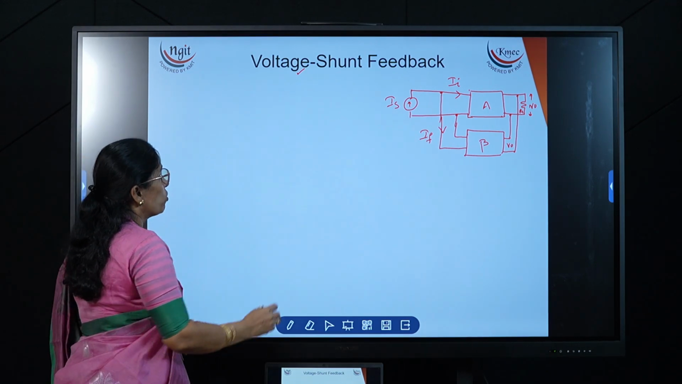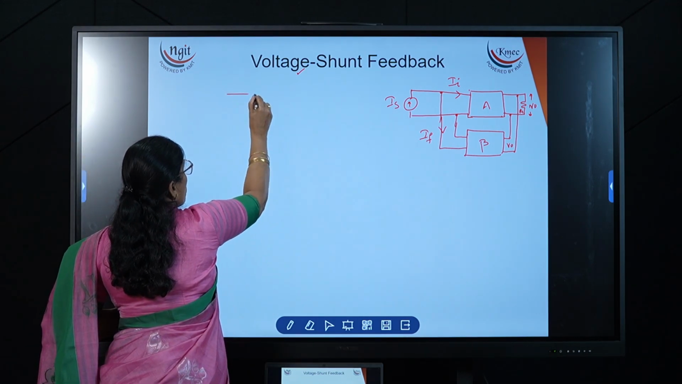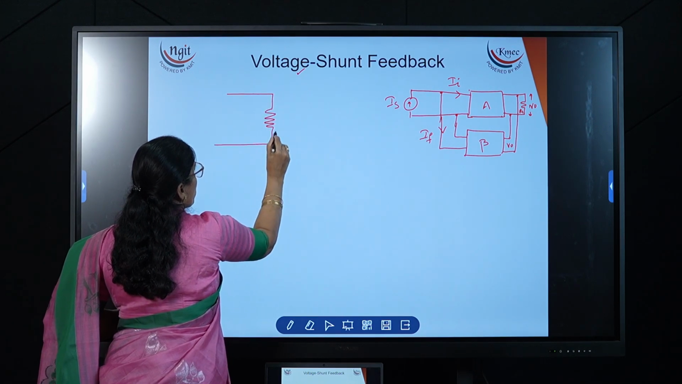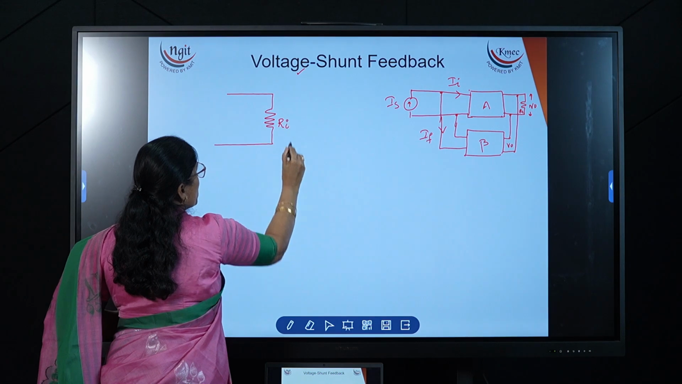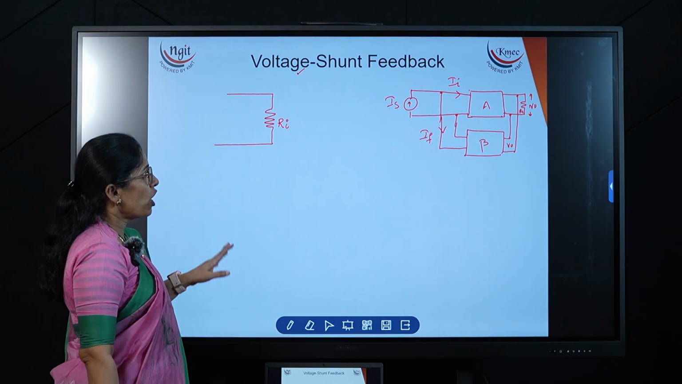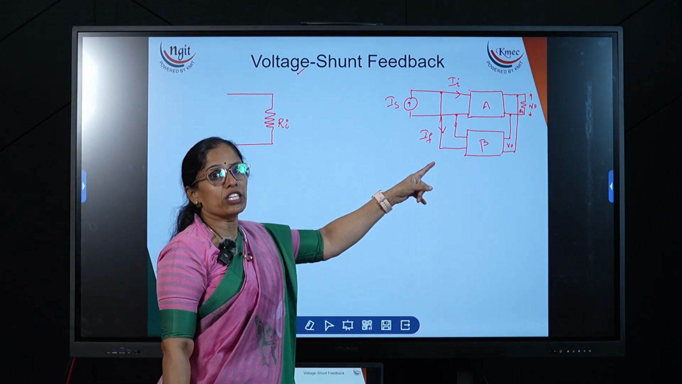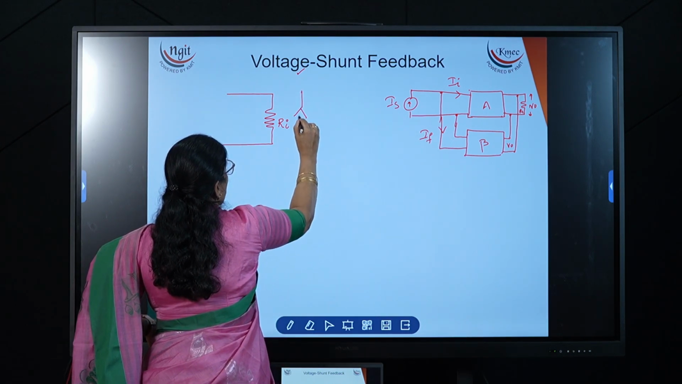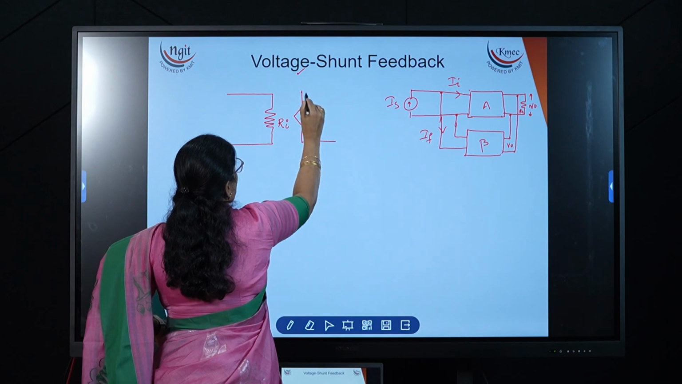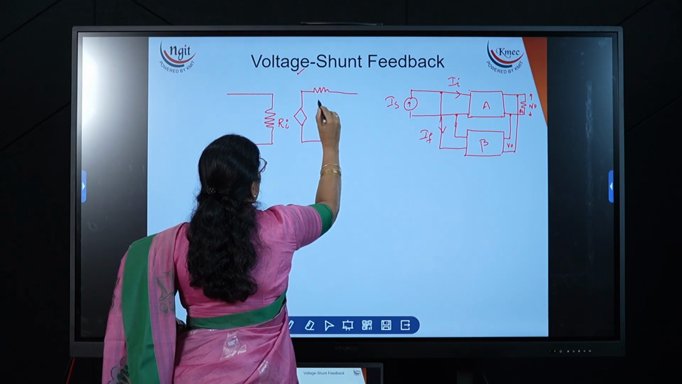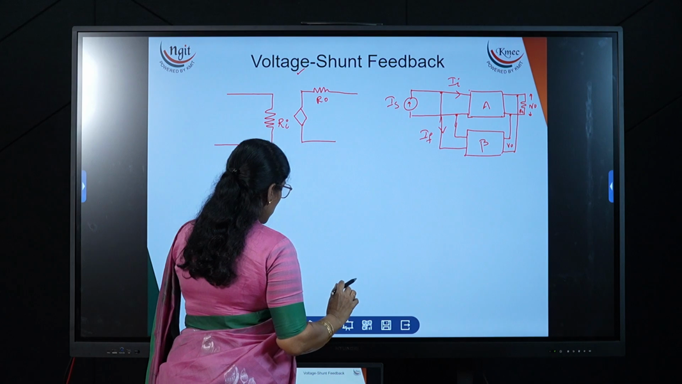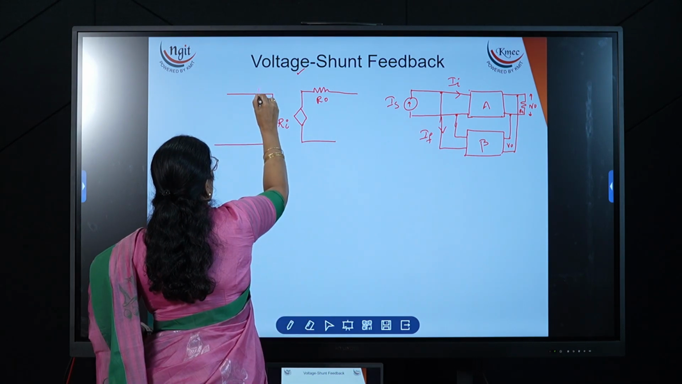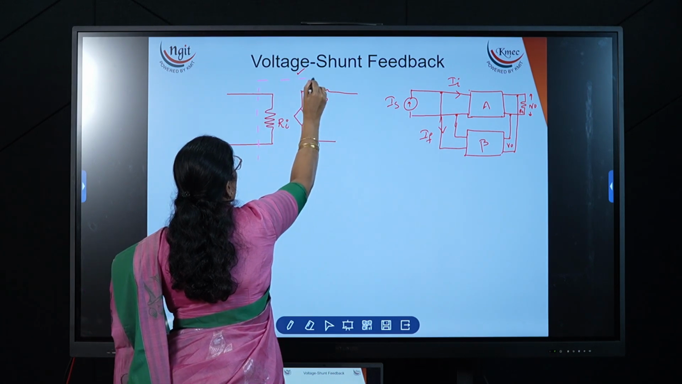Now for amplifier, how to draw? If it is a voltage amplifier or current amplifier, for any amplifier circuit, we have to represent with the resistor only. Simply input side it is resistor Ri. And output side, we are taking the voltage, so we have to represent with the dependent voltage source in series with the resistor. Now this is R0. This is the amplifier equivalent diagram.